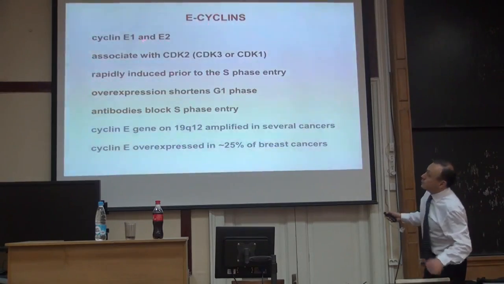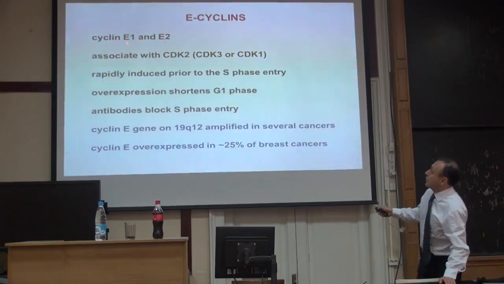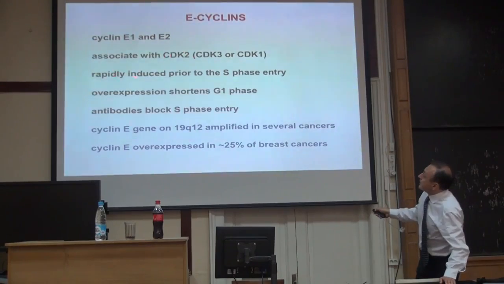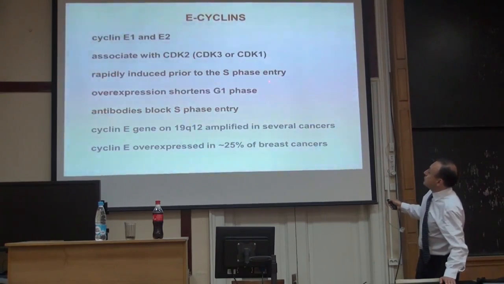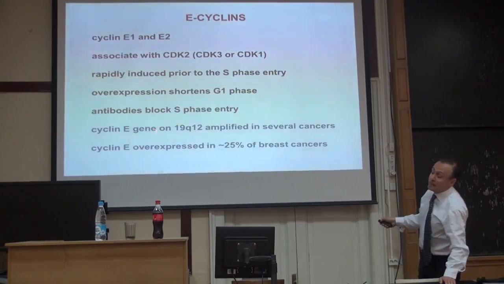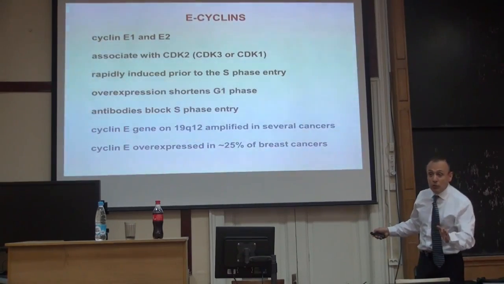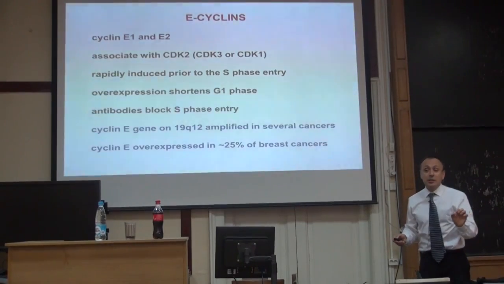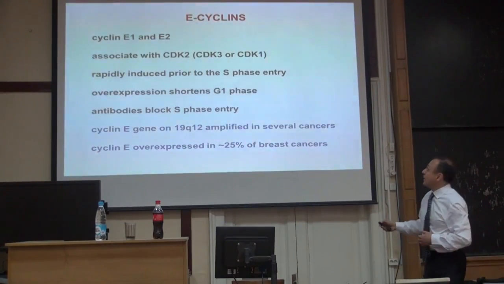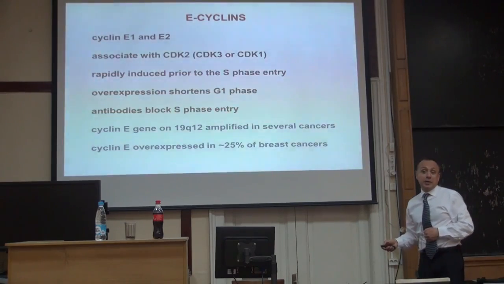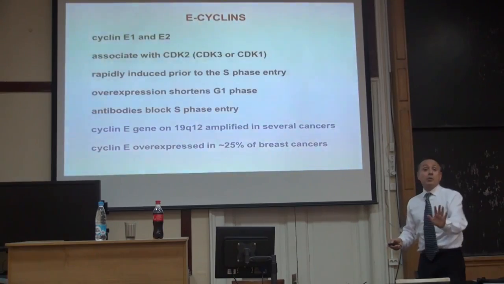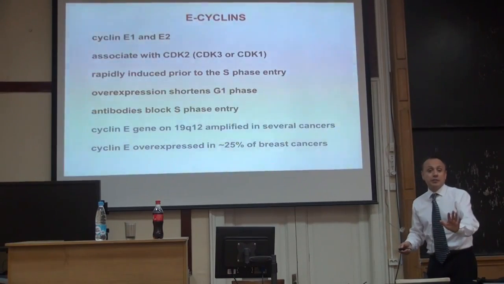So that's where we came back. There are two E-type cyclins, E1 and E2. They are associated primarily with cyclin-dependent kinase 2. They are rapidly induced prior to S phase entry. And people have shown that if you take cells and inject antibodies against cyclin E to neutralize its function, you block the entry into the S phase. So this indicated that cyclin E is absolutely required for entry into the S phase.